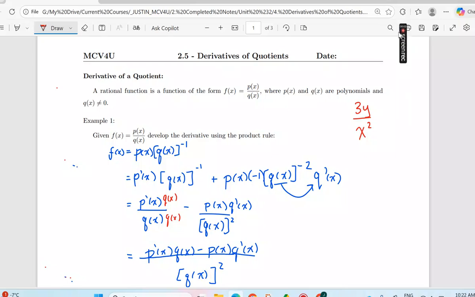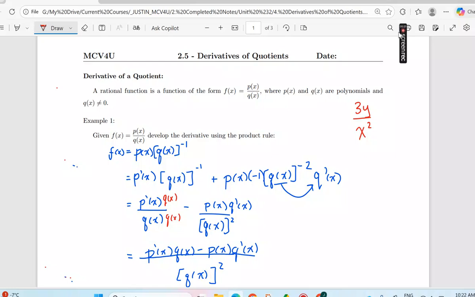Hello, this video is for 2.5 derivatives of quotients. By now you should be pretty comfortable with the power rule, the product rule, and the chain rule. The only one left is the derivative of quotients, or fractions.